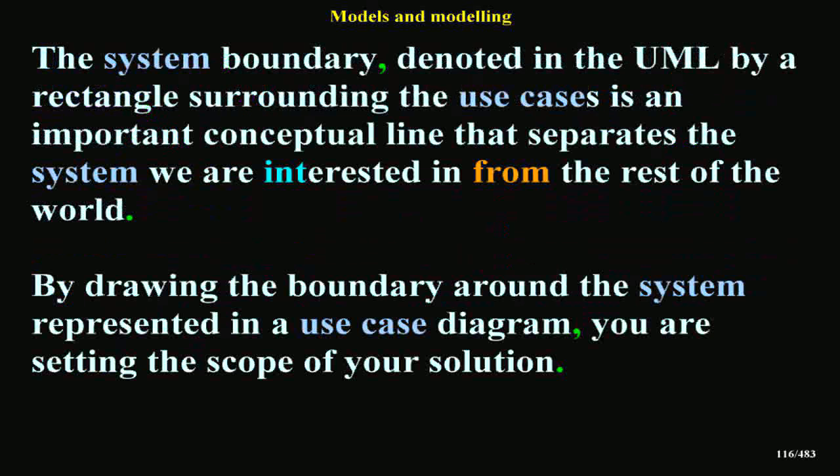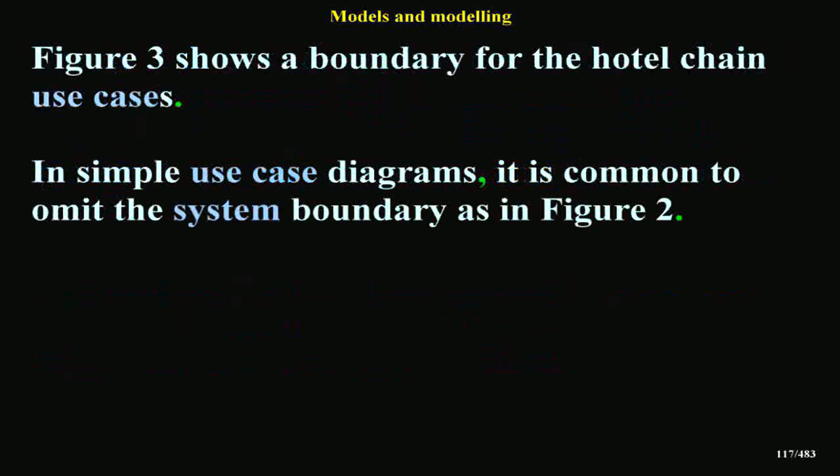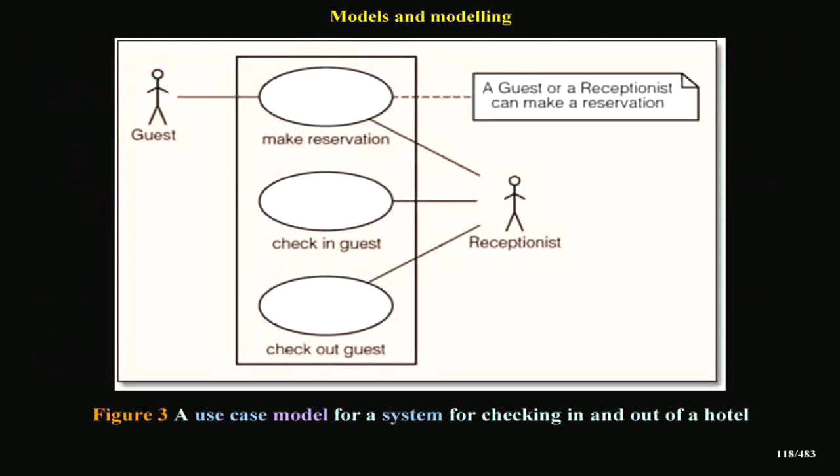The system boundary, denoted in the UML by a rectangle surrounding the use cases, is an important conceptual line that separates the system we are interested in from the rest of the world. By drawing the boundary around the system represented in a use case diagram, you are setting the scope of your solution. Figure 3 shows a boundary for the hotel chain use cases. In simple use case diagrams, it is common to omit the system boundary as in Figure 2. Figure 3, a use case model for a system for checking in and out of a hotel.